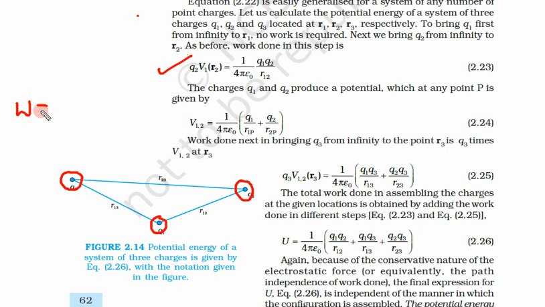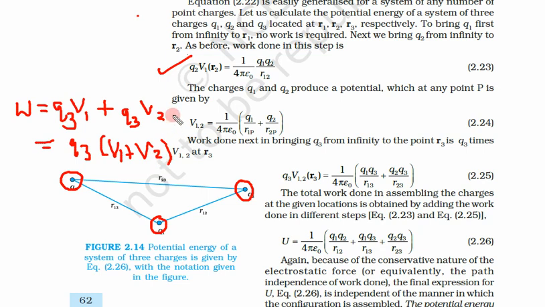Q1 was there, so the potential due to Q1 was V1 and we are bringing charge Q3, so V1 plus the potential due to Q2, which is V2, into charge Q3. If we take Q3 common, this is Q3 times V1 plus V2. This is simply because now we have to bring it against two potentials, Q1 and Q2. So let us calculate what this is.